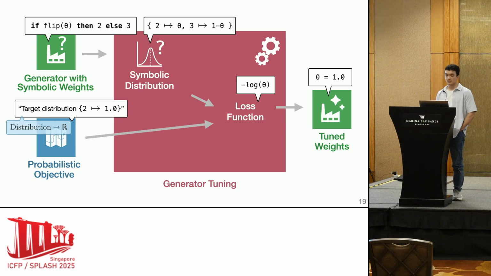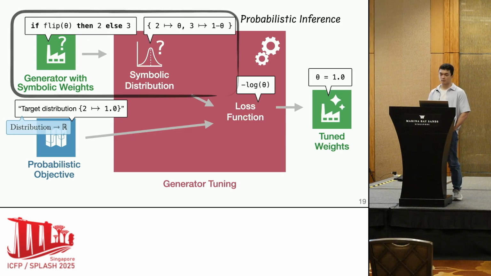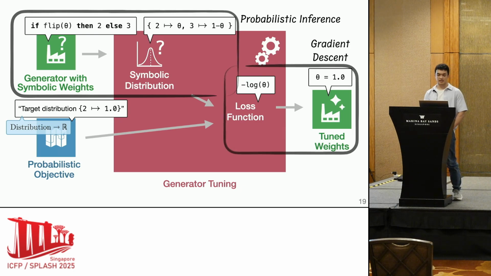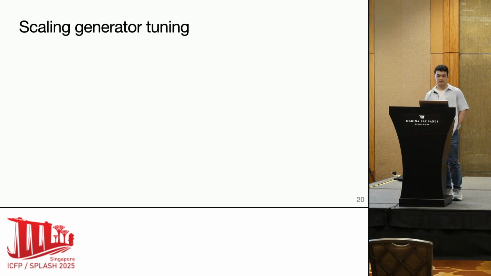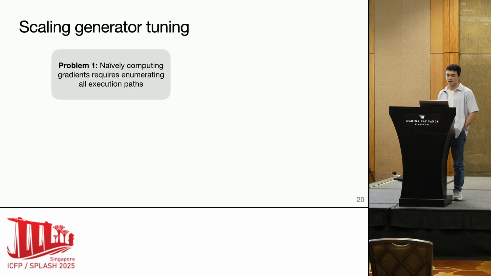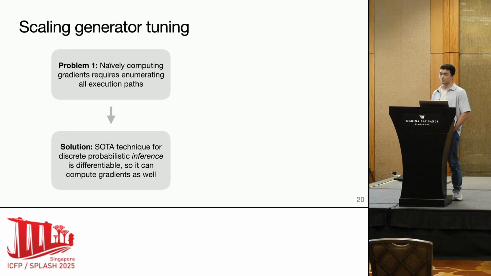There are 2 main components in this process. The first is probabilistic inference, which is the task of computing the distribution from a probabilistic program. And the second is gradient descent, which we just use to minimize the loss function. Now, in implementing this, there are 2 main scaling challenges we face. The first is that the naive method for computing the gradients of a probabilistic program requires enumerating all of its execution paths. And the solution here is that it turns out that the state-of-the-art technique for doing probabilistic program inference is differentiable, so we can use the same technique to compute gradients.